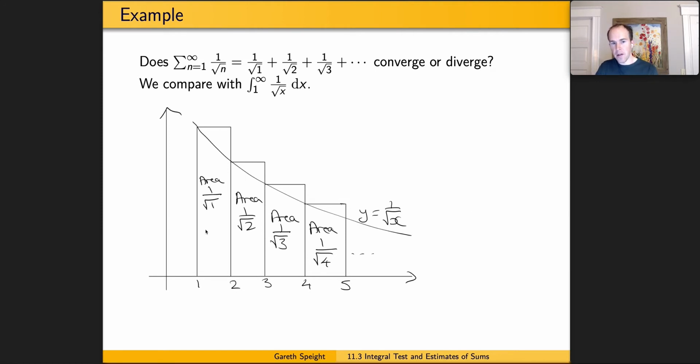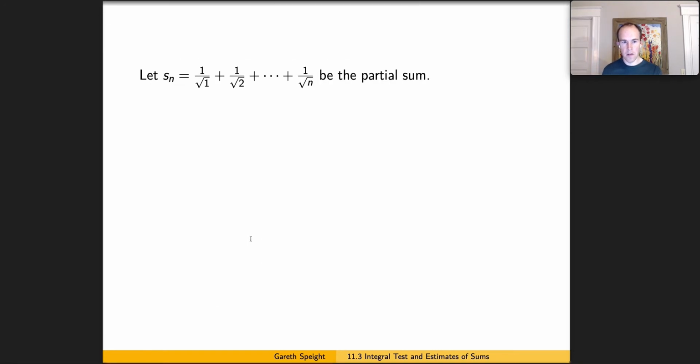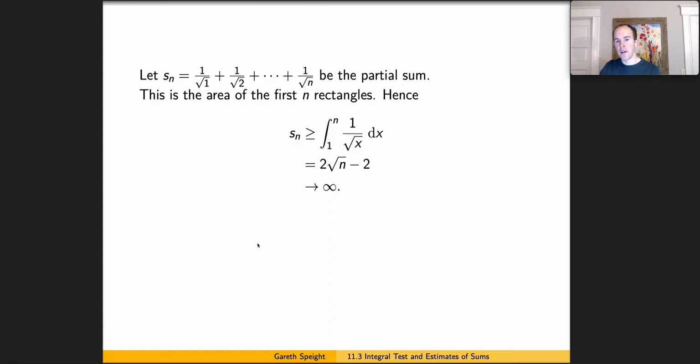So here again, we have rectangles whose areas are the terms in our sum. So we're interested in finding the sum of areas of these rectangles. And now because we've drawn left rectangles, these rectangles lie above the curve. So we're going to have an estimate going the other way. So let's do that. Sn is the sum of the first n rectangles, it's the partial sum. The rectangles lie above the curve, so the area of the rectangles is going to be larger than the area underneath the curve, which is the integral from 1 to n of 1 over square root x.